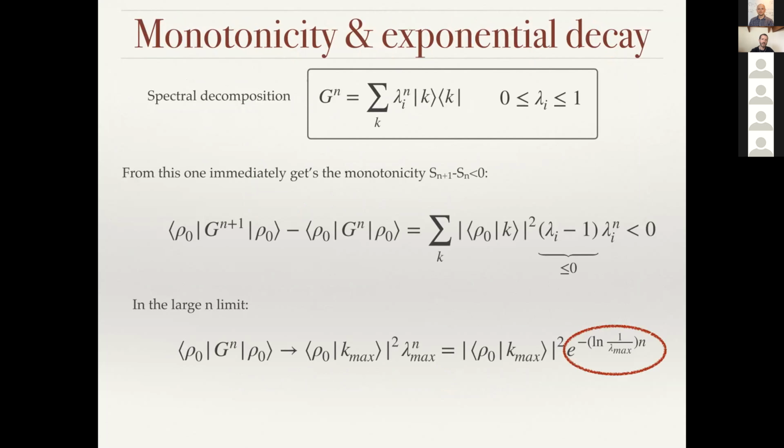So this is about the positivity of them. If we write the spectral decomposition of G, we know that the eigenvalues lambda have to be between 0 and 1. Then it's just one line to show the monotonicity property, that it has to be monotonically decreasing. And it's another line to show that in the large n limit, when the number of cycles is large, we should see an exponent.